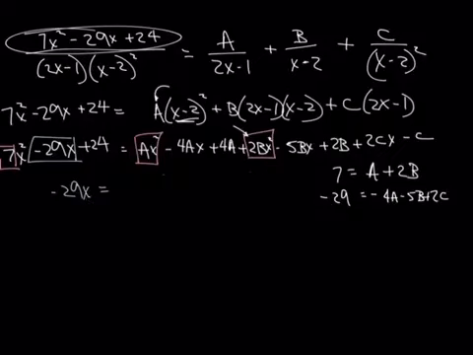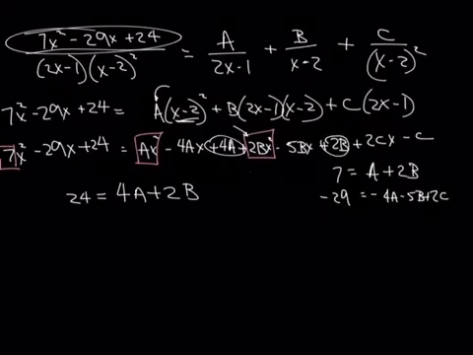Now the last bit of this, the 24, equals, what do we have left? 4A plus 2B, because there are no x's in these, that's why I'm picking them, equals that. So now I have that information there. 24 equals 4A plus 2B minus C.